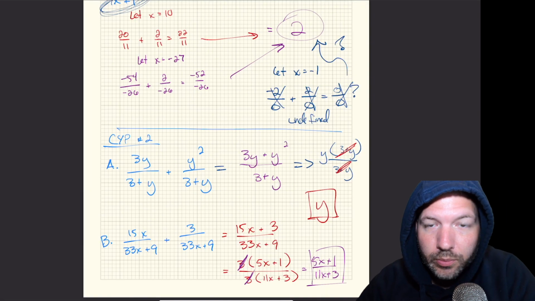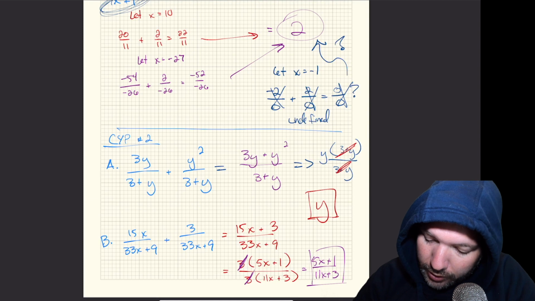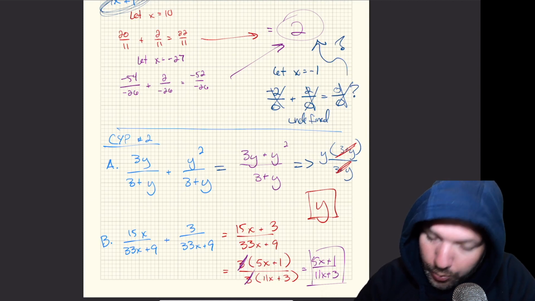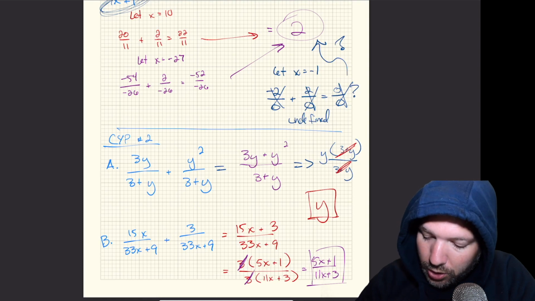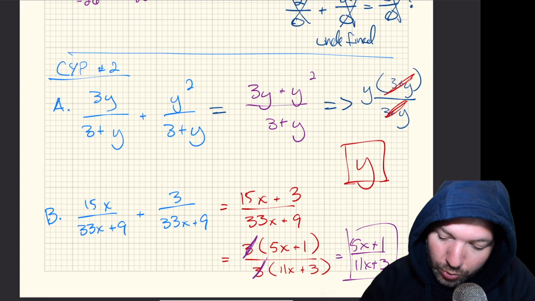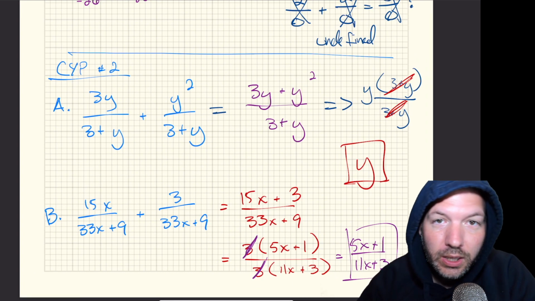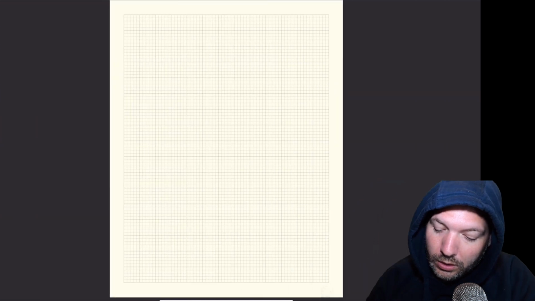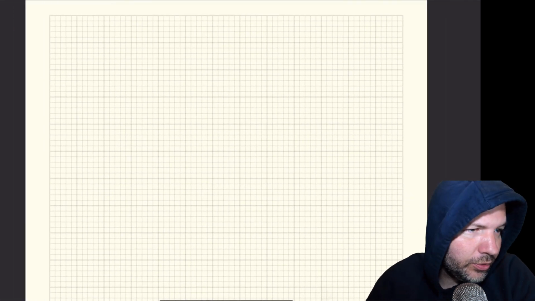There is my work and my 2 answers for check your progress 2A and 2B. 2A works out simply to y. 2B works out to 5x plus 1 over 11x plus 3. You can see adding numerators, factoring things out, and canceling. That's how I got those answers in each case. Let's jump ahead to example 3.